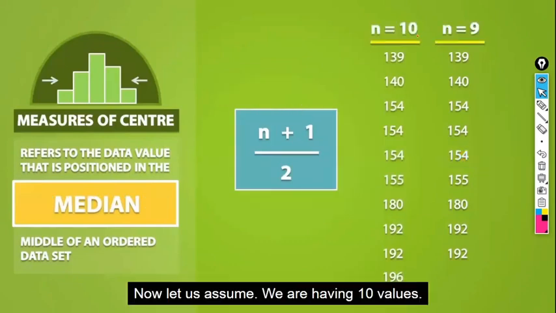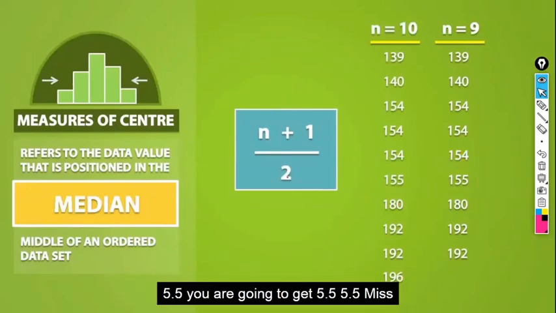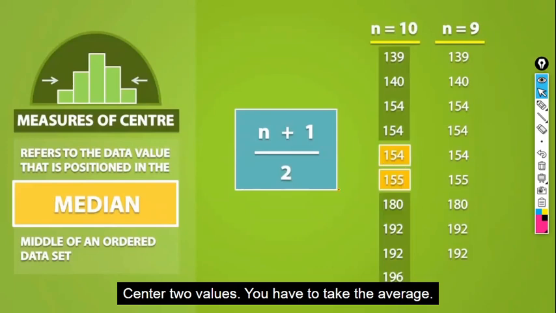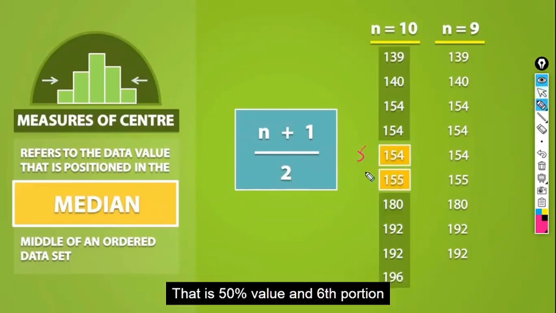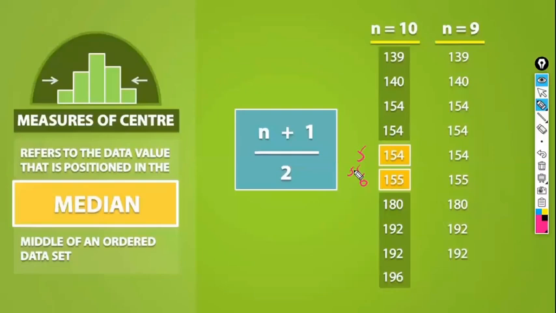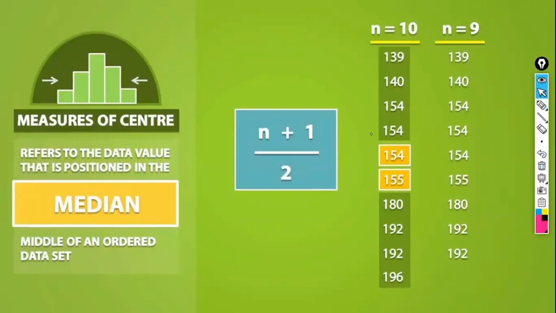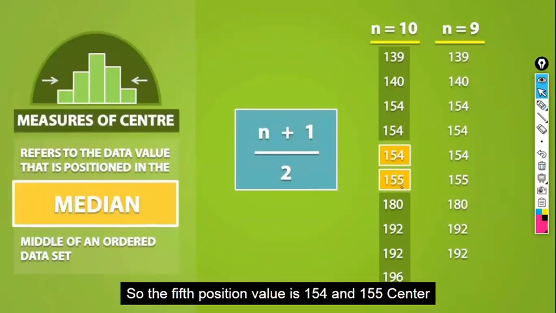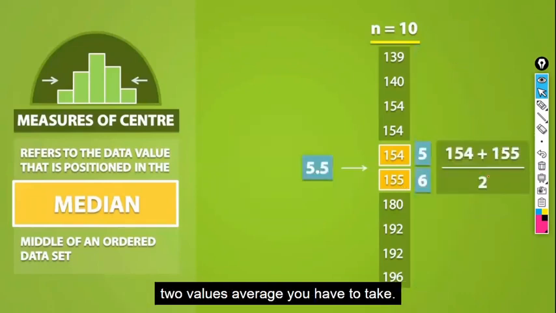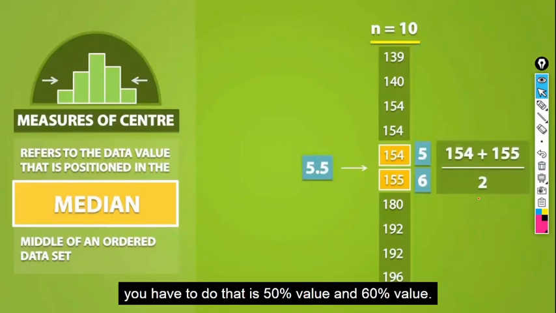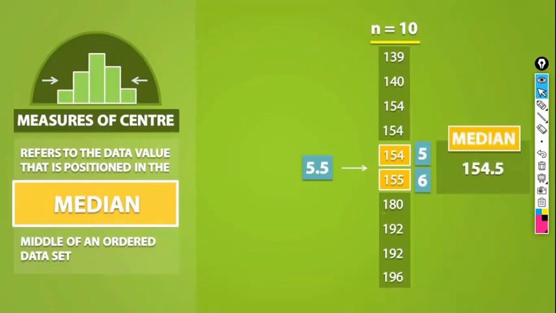Now let us assume we have 10 values. 10 plus 1 divided by 2 gives 5.5. 5.5 means for the center 2 values you have to take the average, that is the 5th position value and the 6th position value. The 5th position value is 154 and the 6th is 155. In order to get 5.5, you do 5 plus 6 divided by 2.